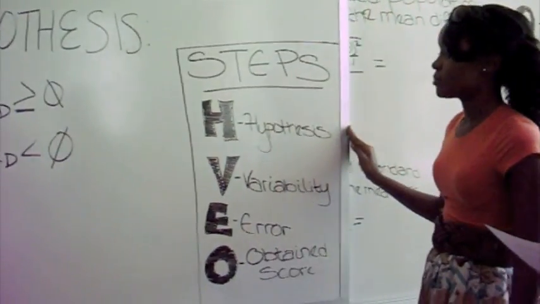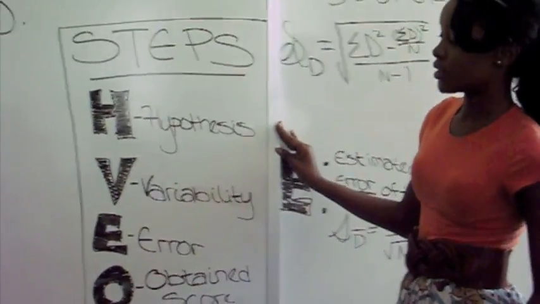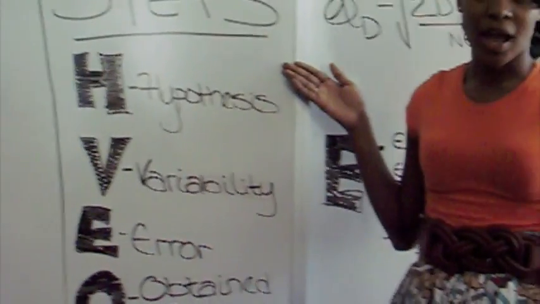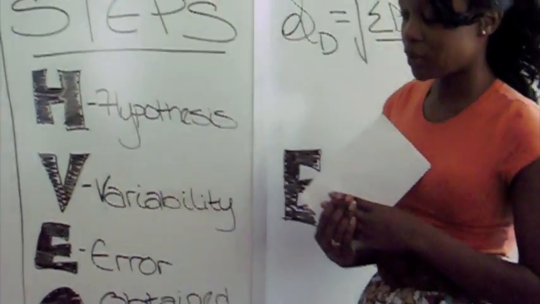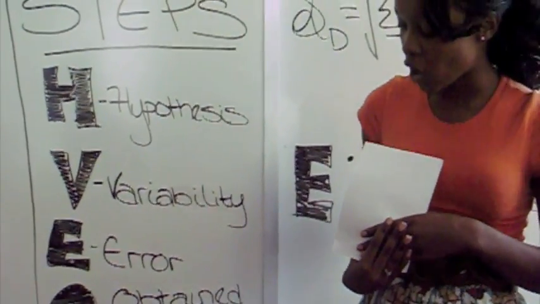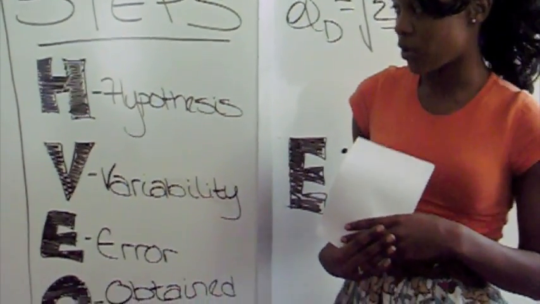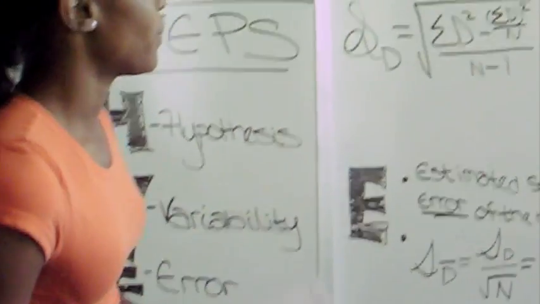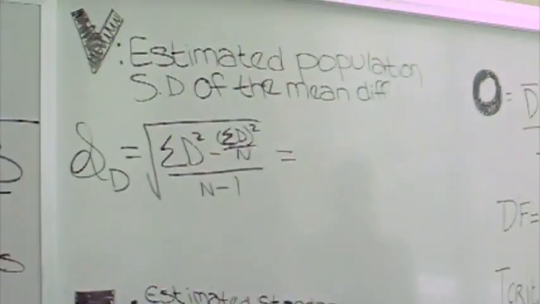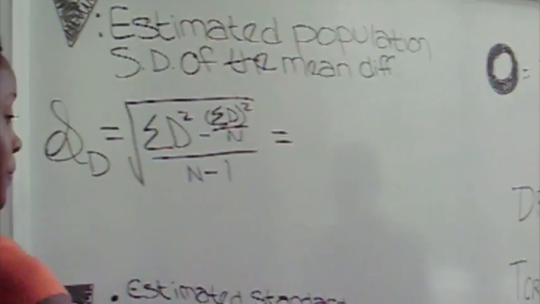These are the simple steps to take when doing the dependent t-test. H, state your hypothesis. V, find variability. E, find error. And O, find the obtained score. H, V, E, O. The estimated population standard deviation of the mean difference is a test for variability.